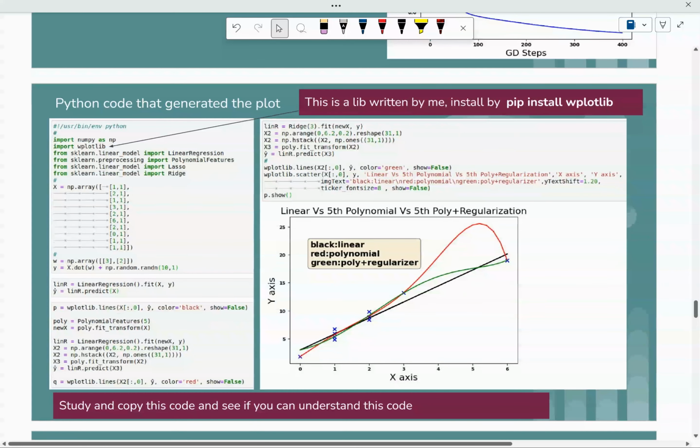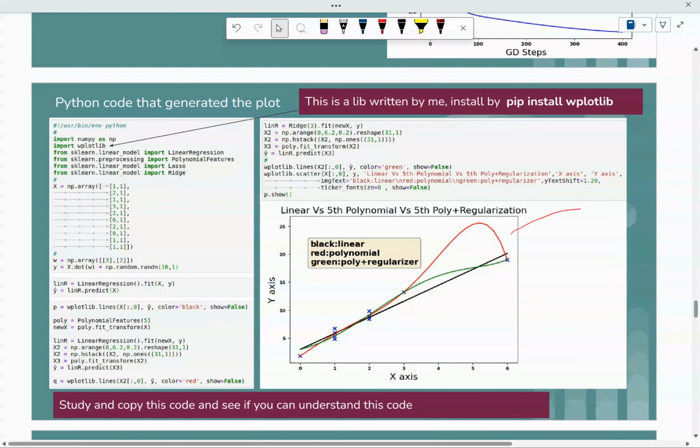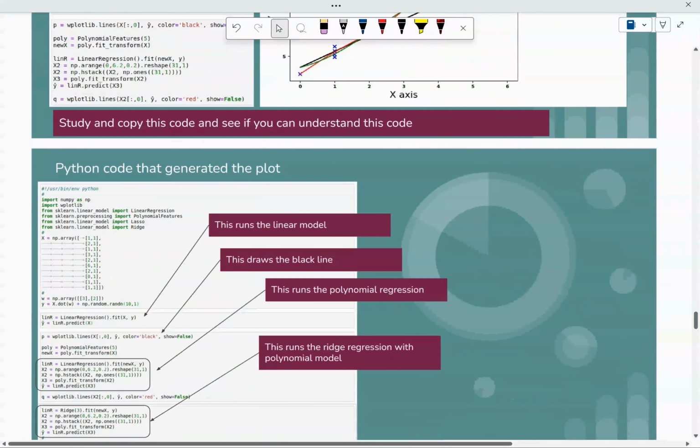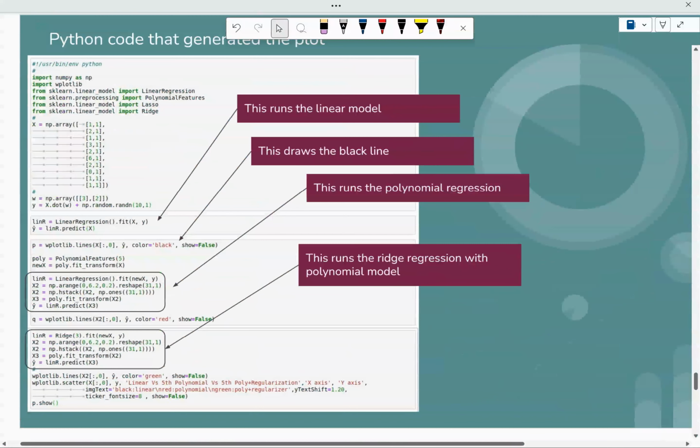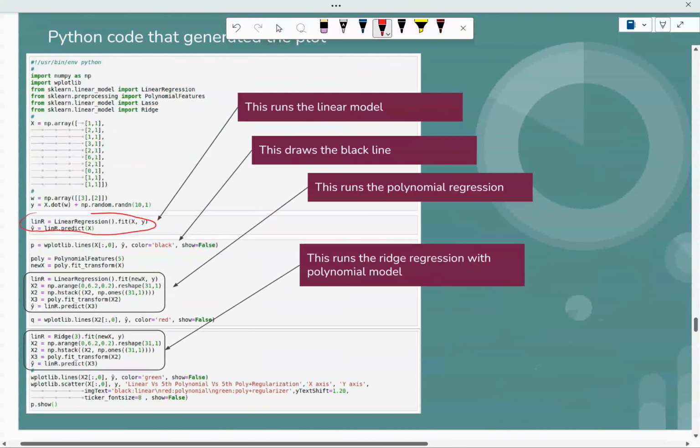I've also created the Python code that generated this plot, because generating plots is nice. You can look over yourself how I did it. When I generated the plot, I first created the linear regression model, that's the black one, which I then plot as black. Now, when you want to run the polynomial, all you have to do is run the polynomial feature, then run regression on the polynomial feature.